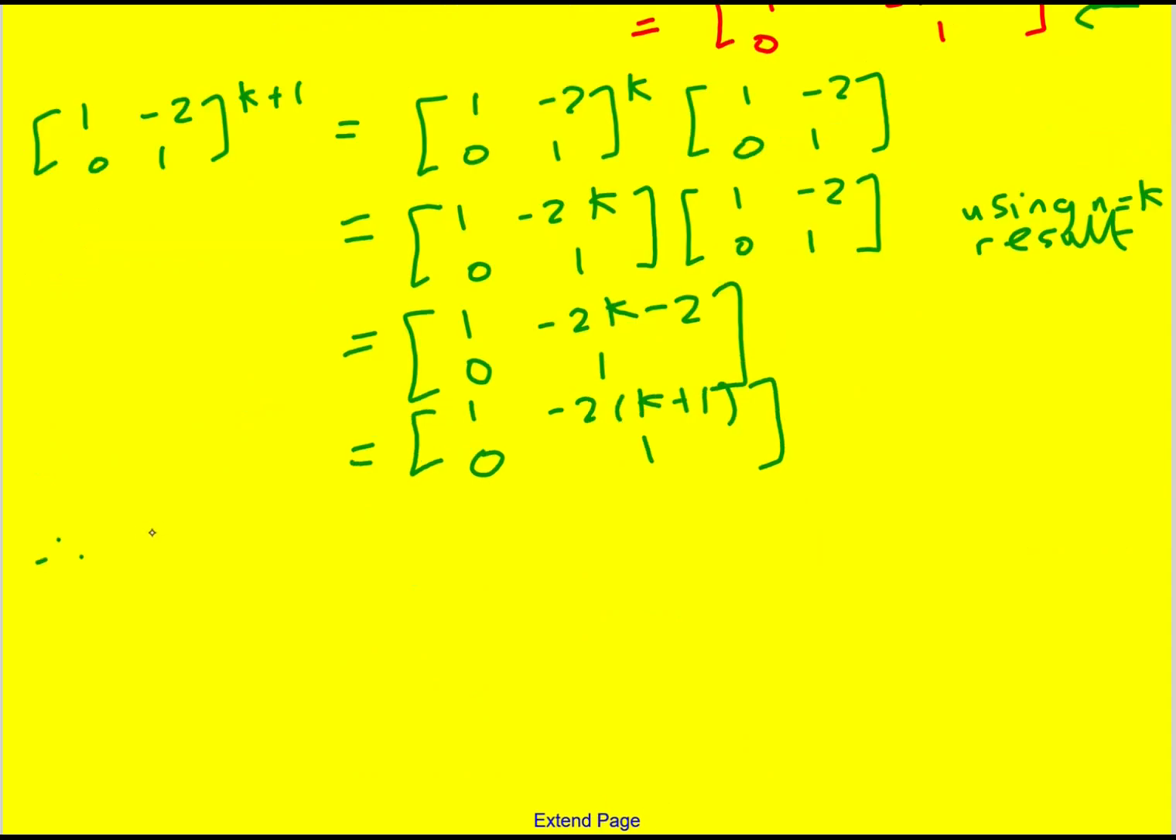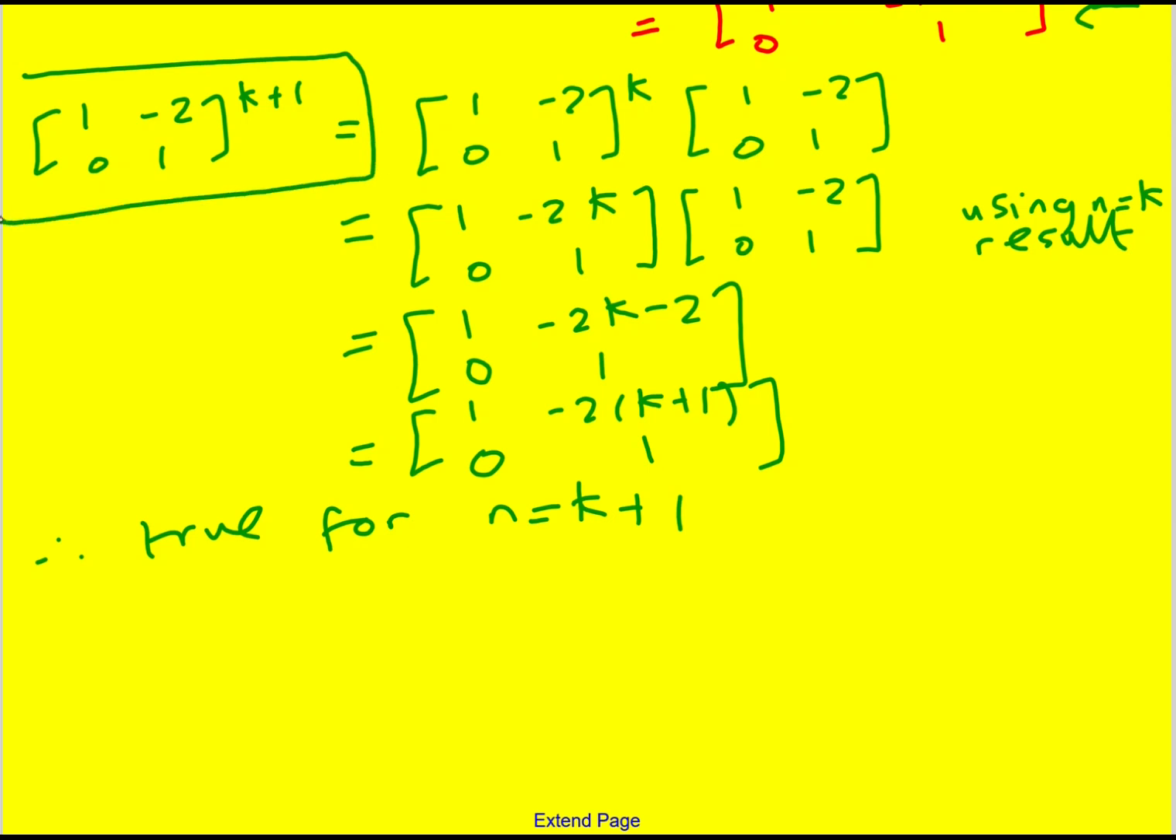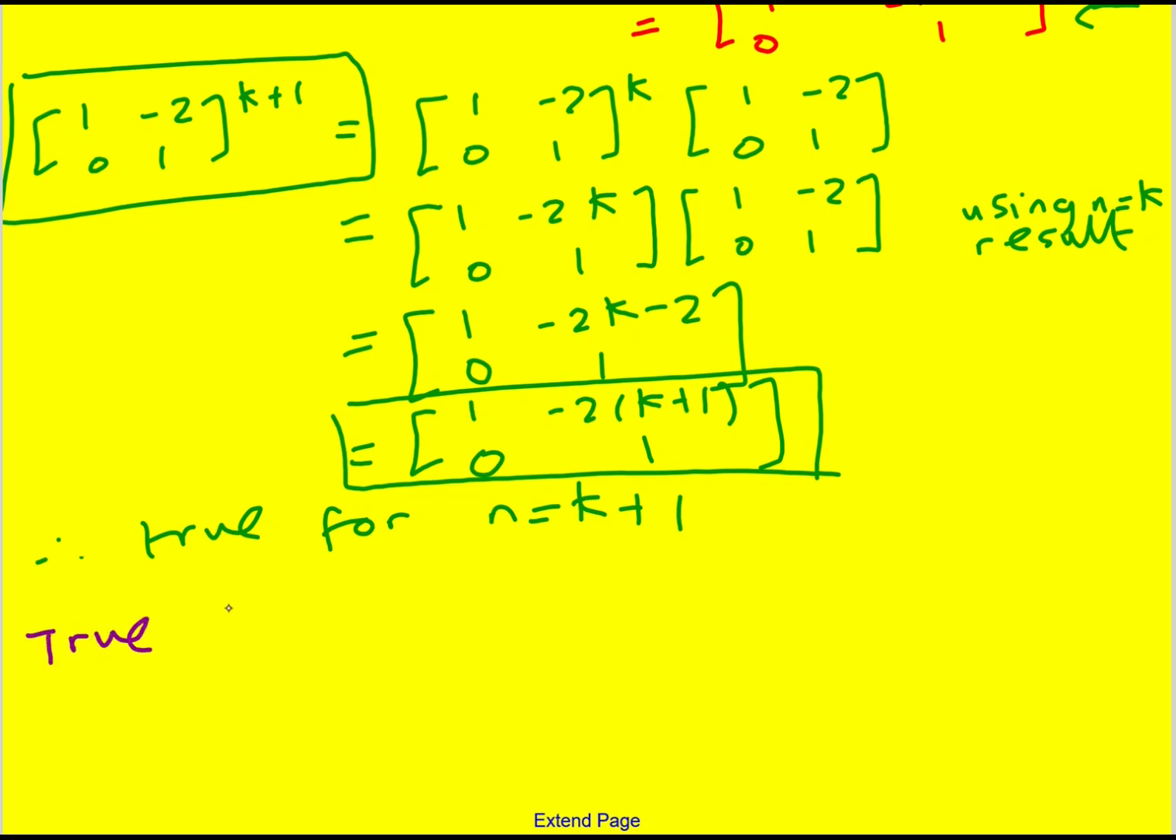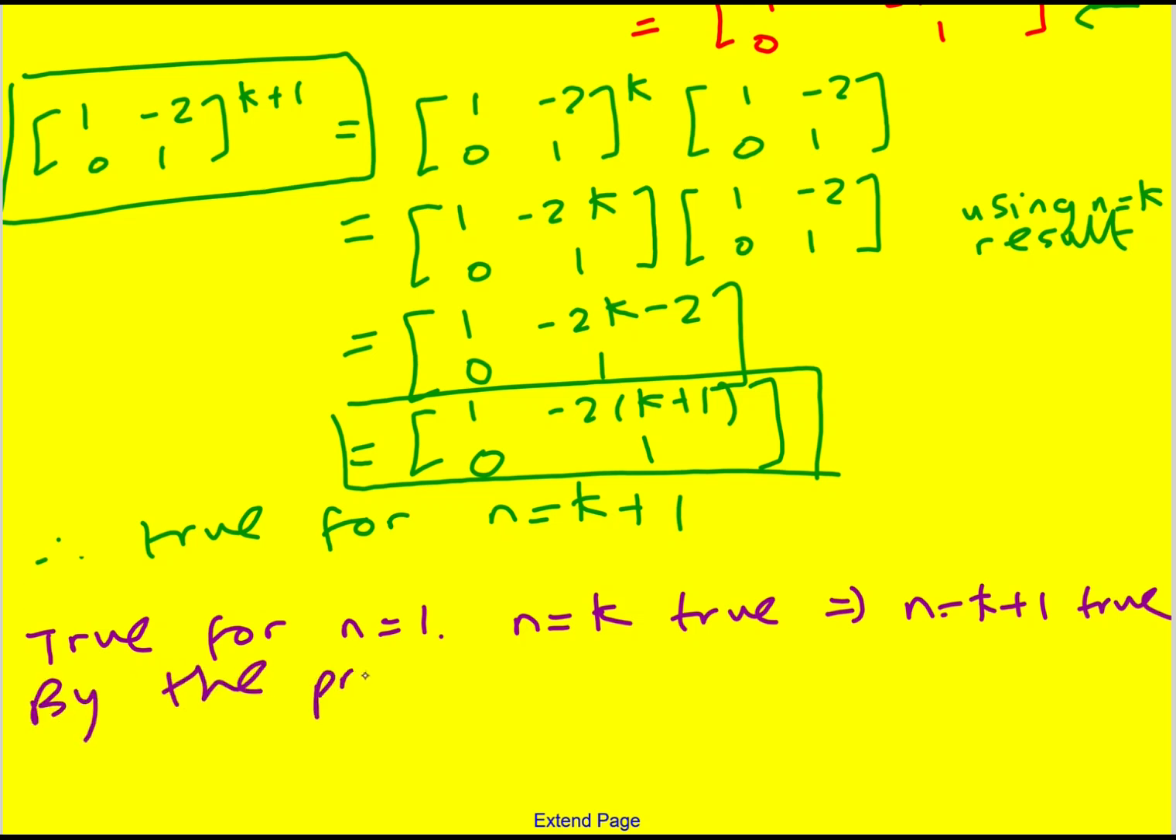So therefore, true for n equals k plus 1. We've shown that this is equal to this, which is what we needed to do. So true for n equals 1. N equals k true implies n equals k plus 1 true by the principle of mathematical induction.